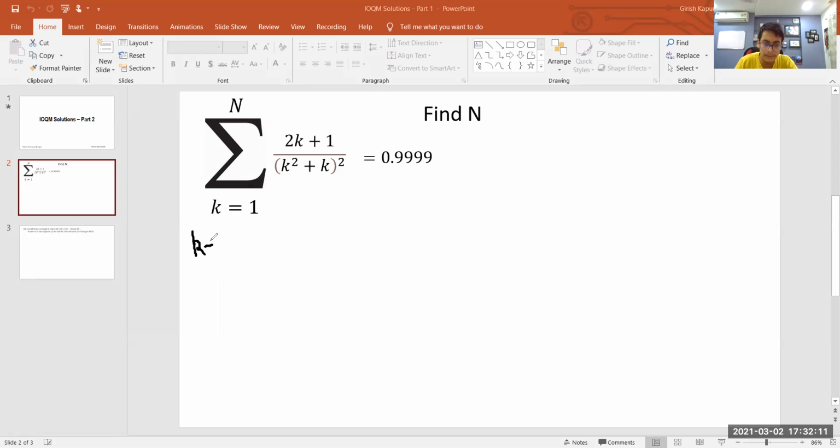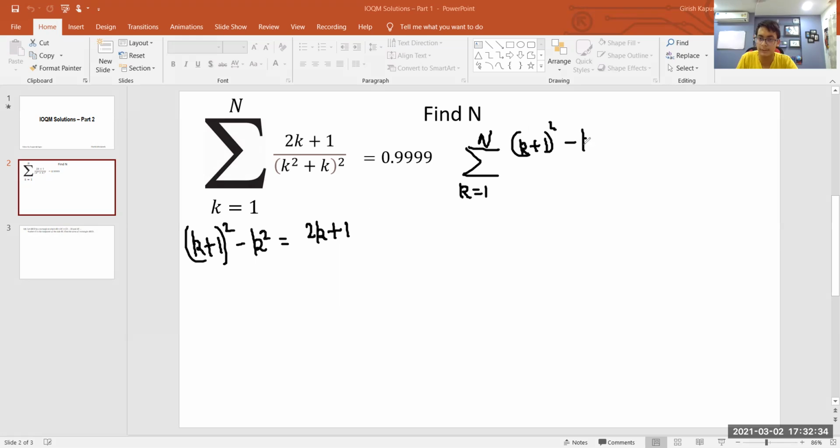So a difference of two squares. The thing which works here is, of course, to notice that (k plus 1) whole square minus k square is 2k plus 1, and also to notice that the denominator actually breaks down into k square times (k plus 1) whole square. So let's go into it.